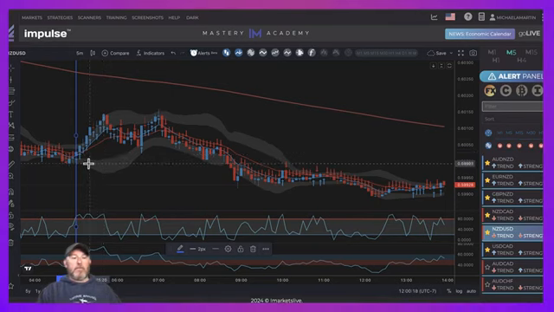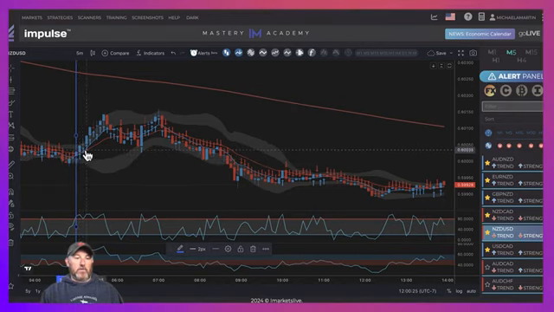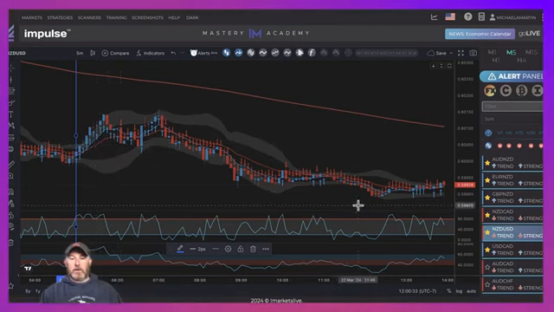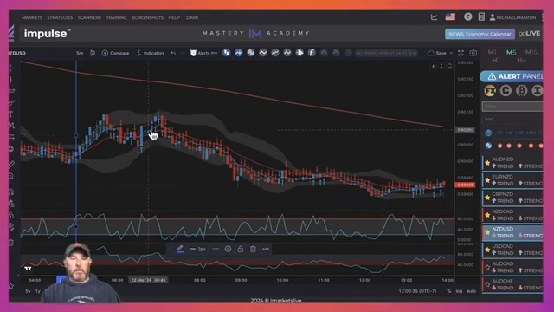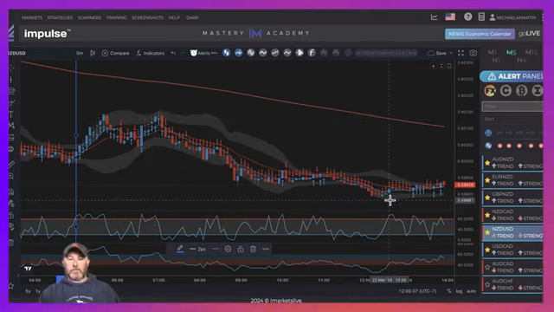Now we want 4 blue arrows going against us and then look for a red arrow. So we got 1, 2, 3, 4 blue arrows. So now we're on the hunt for the red. All right, we wait and we wait and we wait, and then blam, we got the red arrow, and then price has a little bit of pullback, but then it drops.